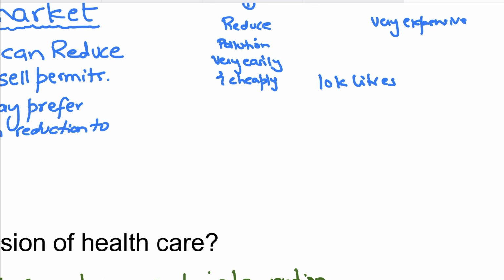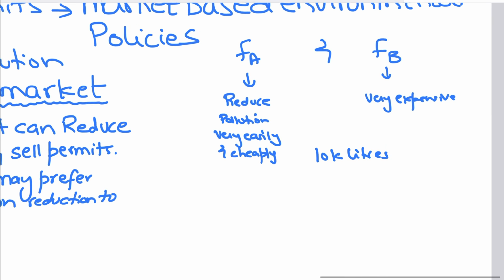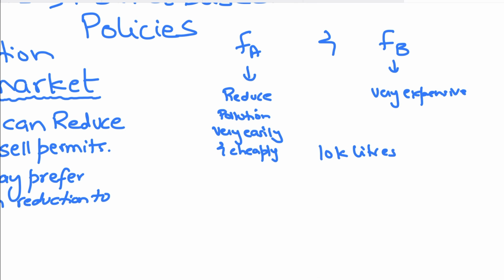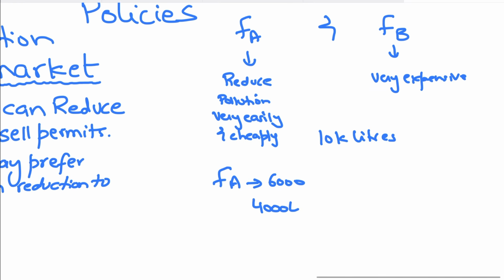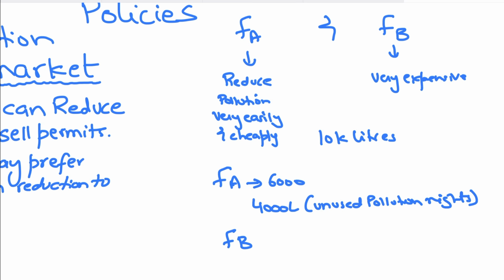Now factory A improves its machines and it only pollutes 6,000. So let's say factory A is only polluting 6,000 liters, right? So it has this buffer of 4,000 liters available to itself, which is sort of unused pollution rights, right? So it can actually sell those unused pollution permits to factory B, right?